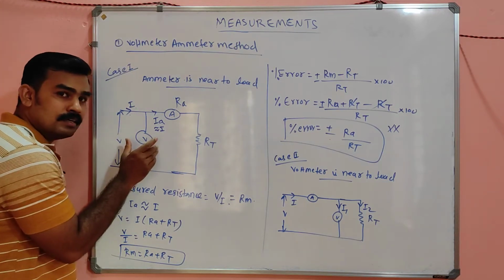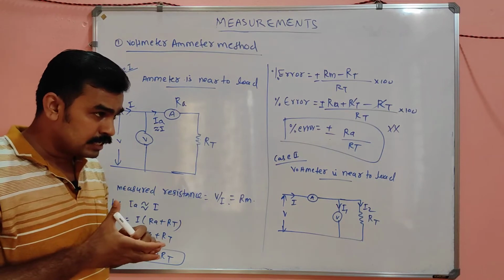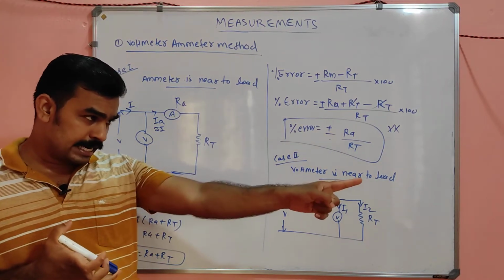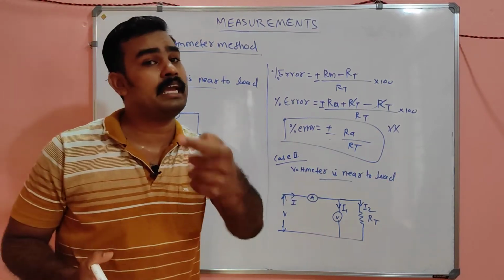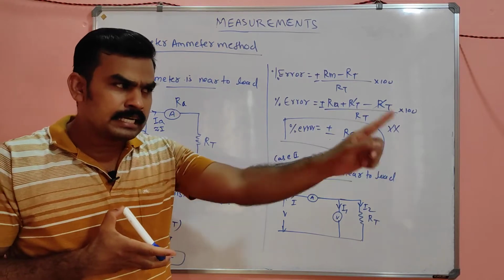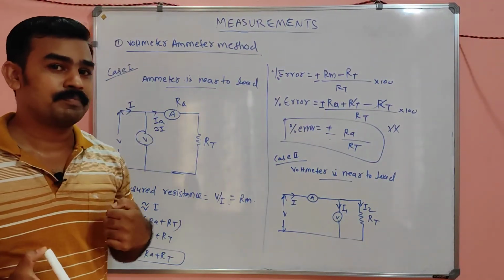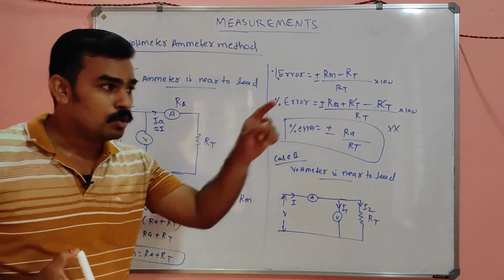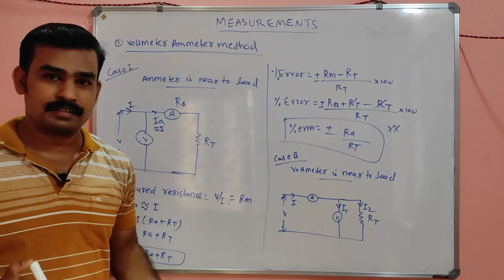Here we assumed, because we want to find our area of concentration is on the load side ammeter, what will be the error due to that ammeter? That was our aim. But now our aim is the load side voltmeter, and what is the error due to that voltmeter? That we have to find.